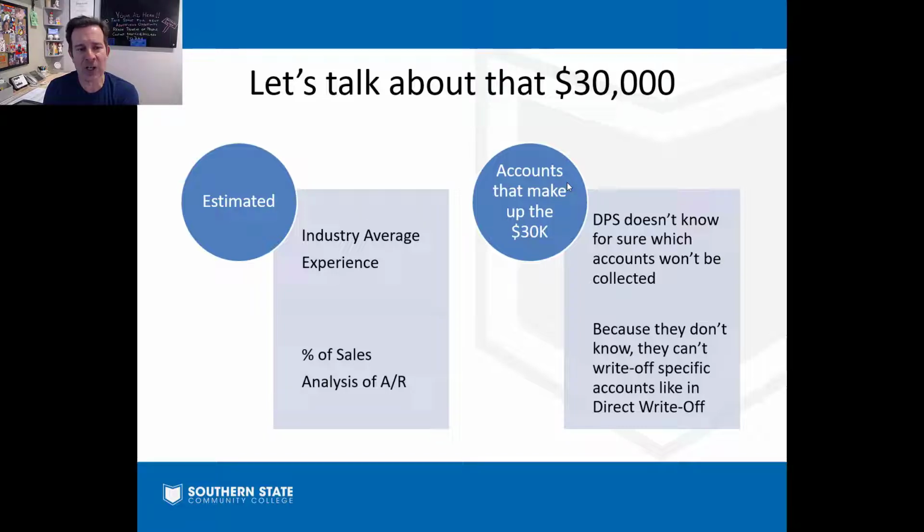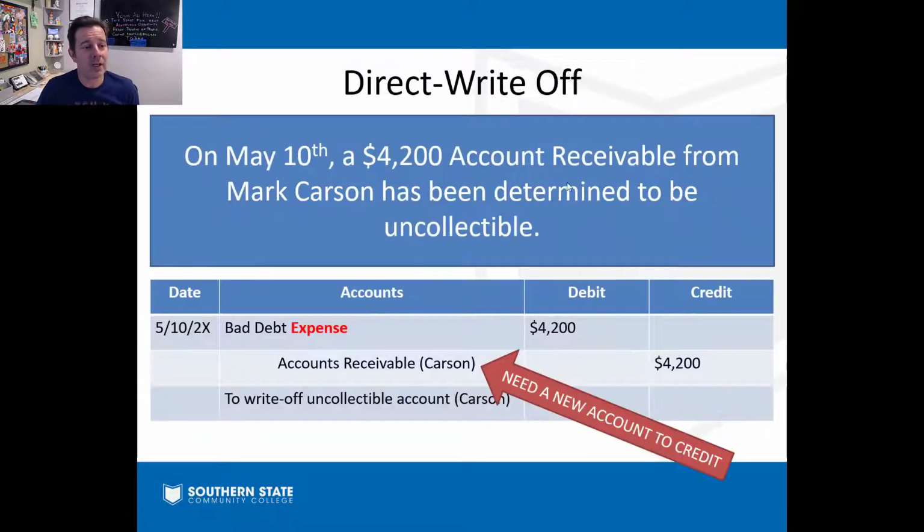You remember in our previous video, we had old Mark, and we knew he wasn't going to pay us back. So we wrote off his account. But now, we don't know specifically which ones are not going to pay back. We just estimated. So we need a new account here. When we did the direct write-off, remember Mark didn't pay us back? So we debited bad debt expense and credited his account, credited accounts receivable. Well, now since we don't know which ones aren't going to pay, we're just making an estimate, we need a new account to credit.